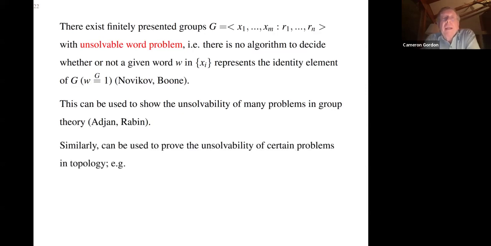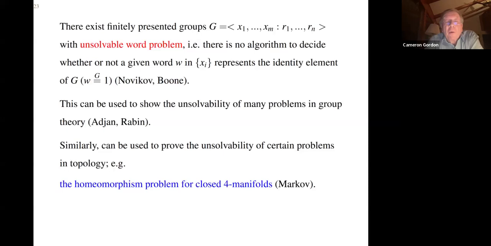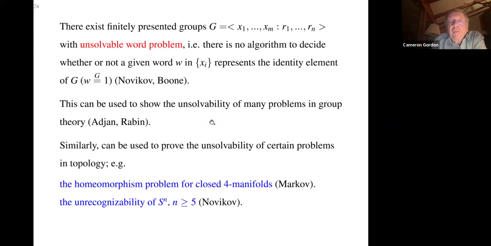And of course, similarly, the existence of finitely presented groups with unsolvable word problem can be used to prove the unsolvability of certain problems in topology. So famously, the homeomorphism problem for closed four manifolds, Markov, the fact that you can't recognize the n sphere for n greater than or equal to 5. In other words, if you're given an n manifold, n greater than or equal to 5, can you decide whether or not it's homeomorphic to the n sphere? Well, the answer is you can't. This is a different Novikov, by the way. This Novikov is the son of this Novikov. This is PS Novikov. This is SP Novikov.